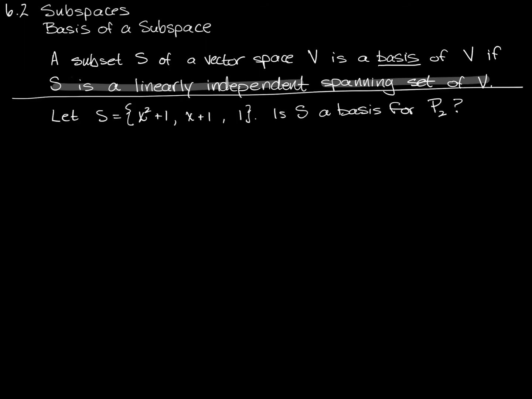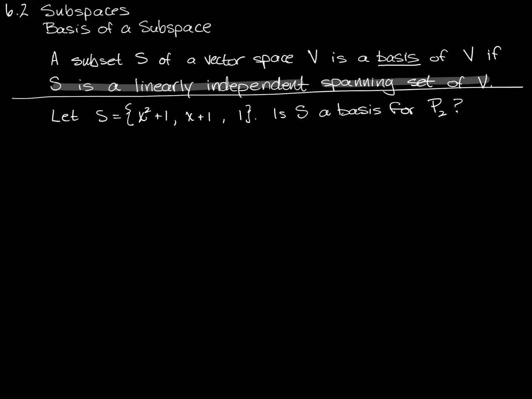Let's take a look at an example. I've got a set here called S, which I'm claiming is my subset of the polynomials of degree 2 or less. And the set S is made up of some polynomials of degree 2 or less. This one, and this one. And notice that I've got one of each degree. One of degree 2, one of degree 1, and one of degree 0. This is 1 times x to the 0 power. I want to find out if S, this set right here, is a basis for P2.